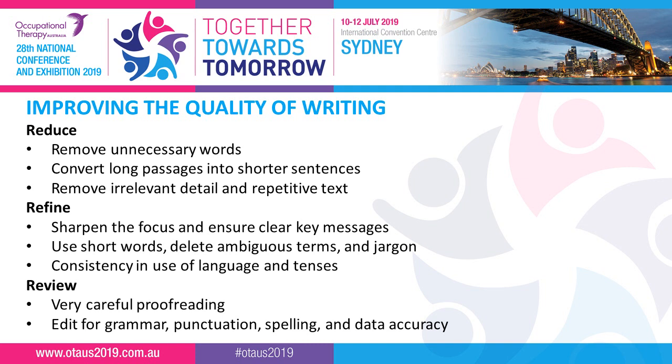So when you're thinking about how you improve the quality of your writing, there are 3 R's: reduce, refine, and review. And so reduce means making sure that every word in your abstract is absolutely necessary. And so if there are unnecessary words in there, get rid of them.